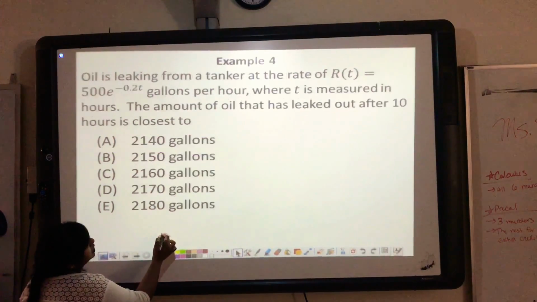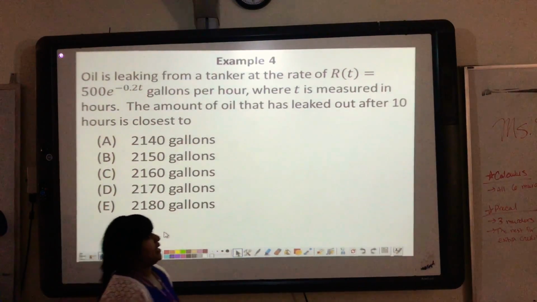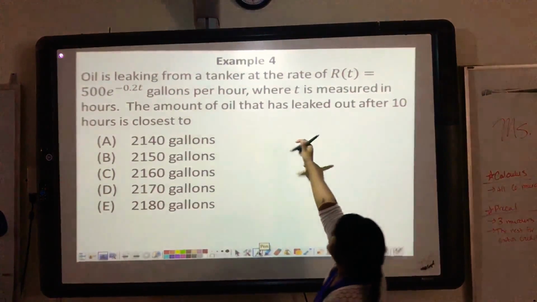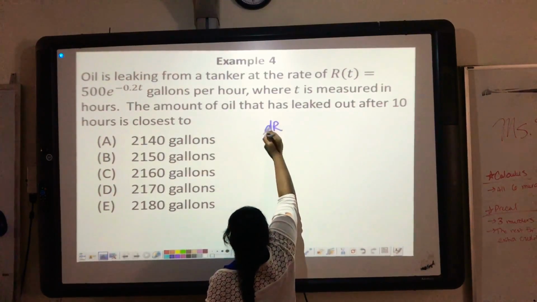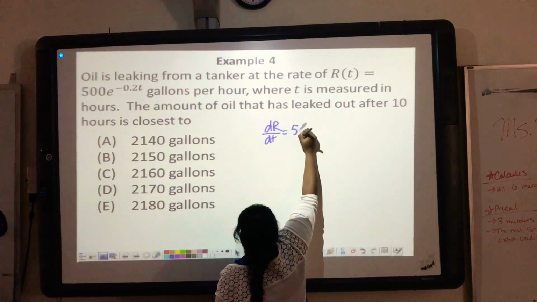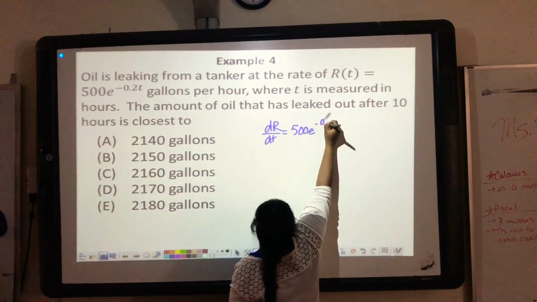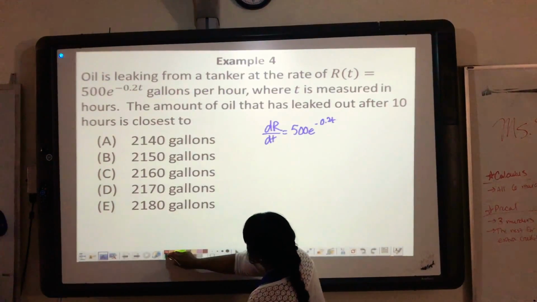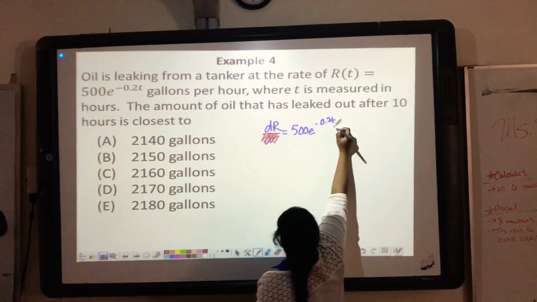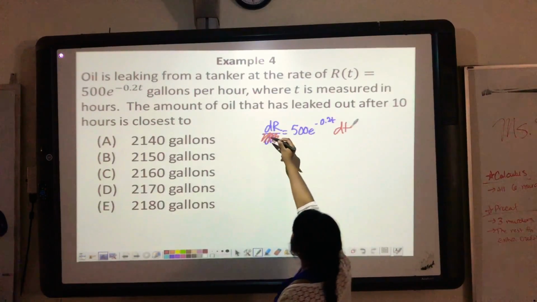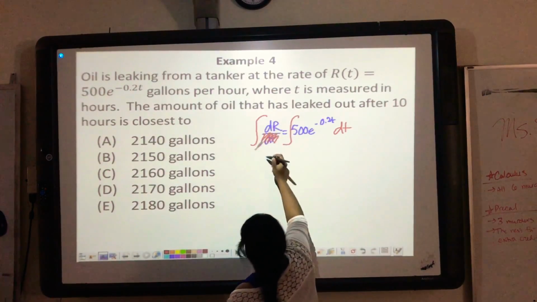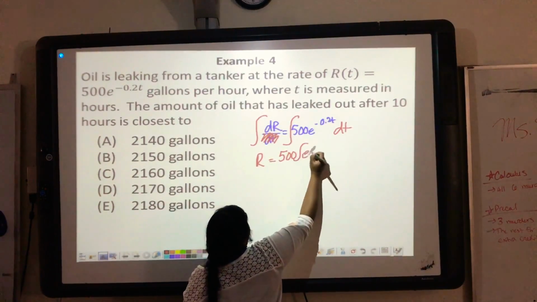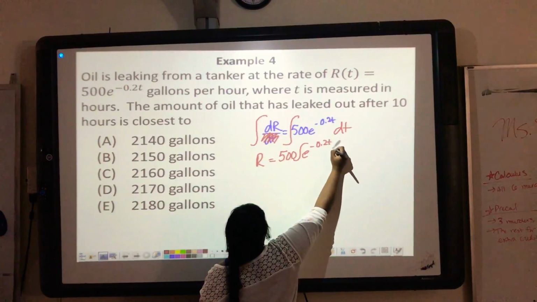Let's do one more problem. Okay, so oil is leaking from a tanker at a rate, here's that word we like, at a rate of r(t). So this tells me that really we're saying dr/dt is equal to 500 e to the negative 0.2t, but we want to make sure we have it in terms of our dt, so we bring that dt over, then we want to integrate. So this just becomes r is equal to 500 times the integral of e to the negative 0.2t dt.